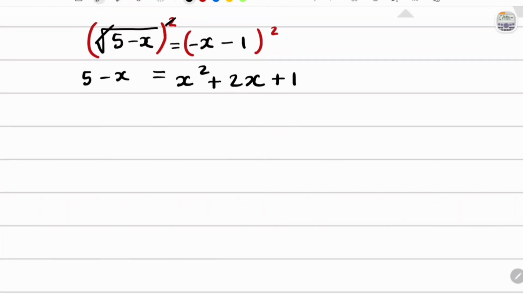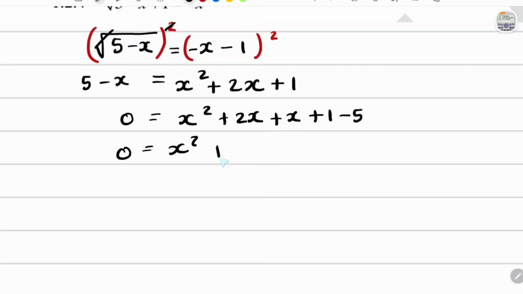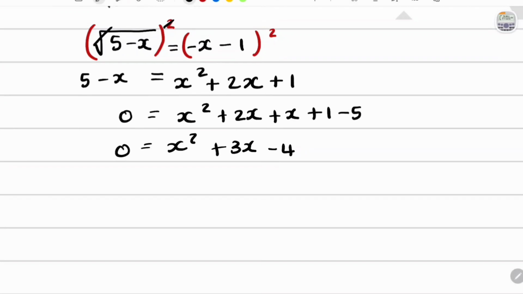Okay, so now that we have this, we can go ahead and just put it in standard form. You see, it's going to be a trinomial. So just take these ones over. So 0 is equal to x squared plus 2x. And I have a negative x. When it comes over, it becomes a positive x, then plus 1. And then that comes over and becomes a negative 5. So 0 is equal to x squared plus 3x. 1 minus 5 is negative 4.